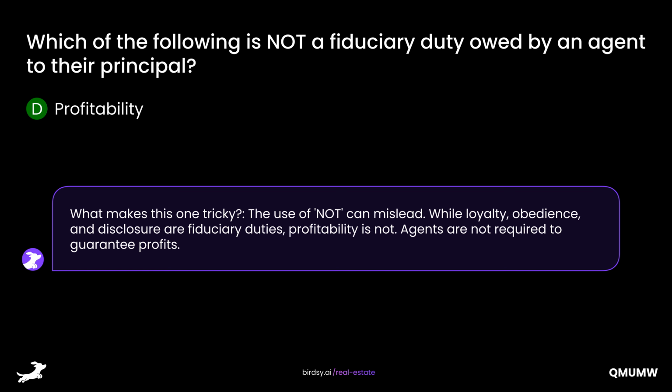What makes this one tricky? The use of not can mislead. While loyalty, obedience, and disclosure are fiduciary duties, profitability is not. Agents are not required to guarantee profits.